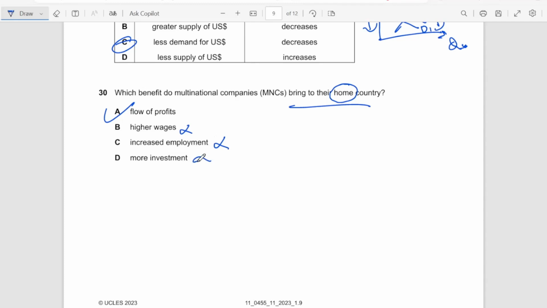There's more investment, yes, in a host country there's investment, but the home country where this MNC is based is going to receive the profits, and these profits that are earned in a host country as a result of investment are going to be repatriated. Okay, the repatriation of profits happens to the home country, and that home country receives a flow of profits from the host country where the MNC is running its operations.